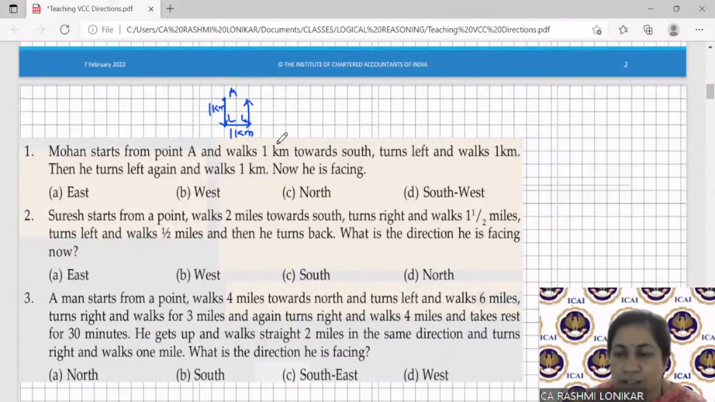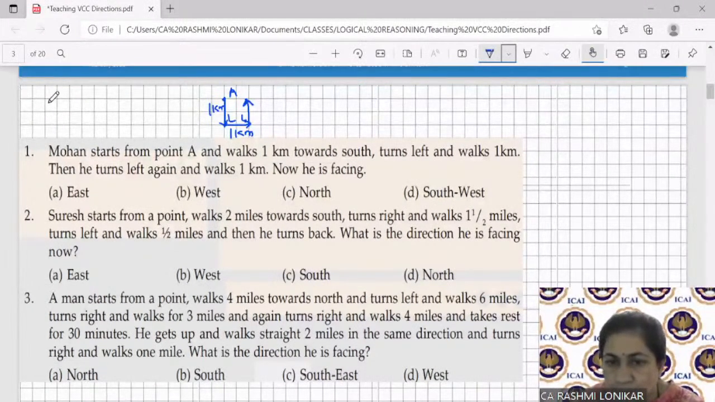Now he is facing which direction? Can you see here? Which direction is this? This is my north. When this is my north, this is also north. So my answer is C, north.